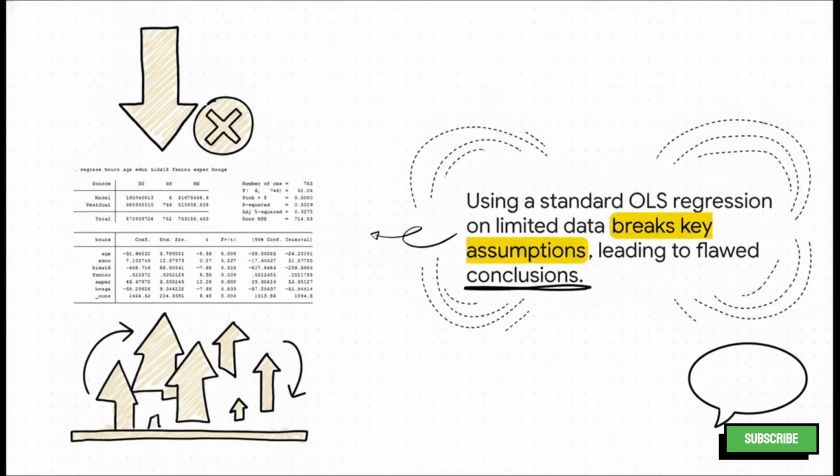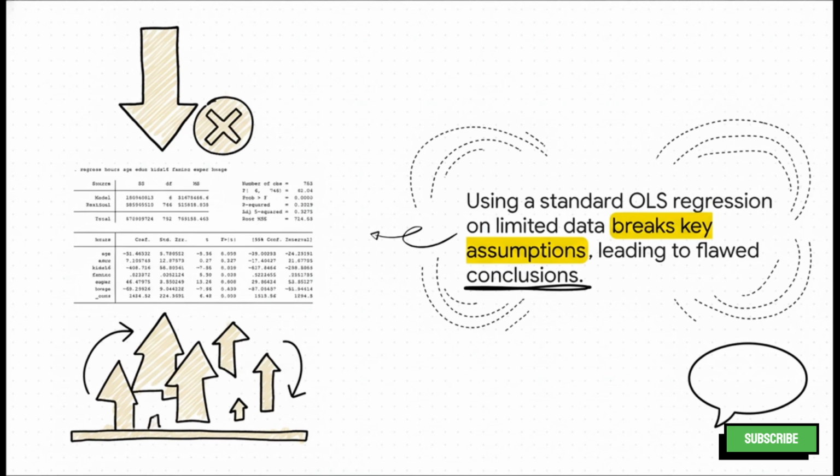And here's what it looks like in practice. This table shows what happens when you run a standard OLS regression on our hours worked data. The numbers you see here? They're basically garbage. Why? Because a model like OLS makes a core assumption that the errors, the mistakes it makes, are random and they average out to 0.